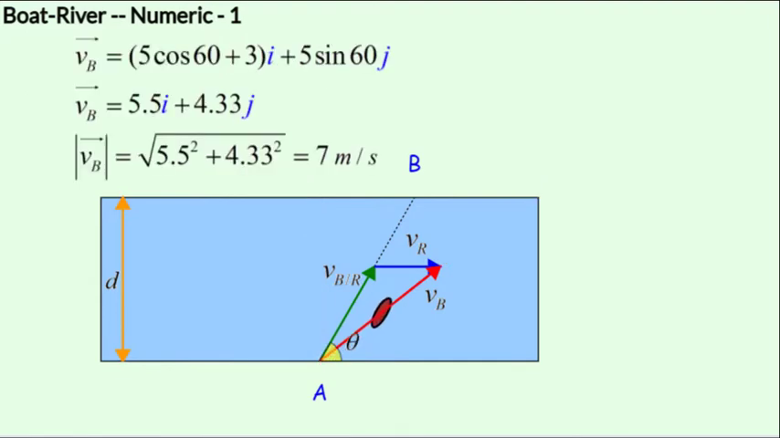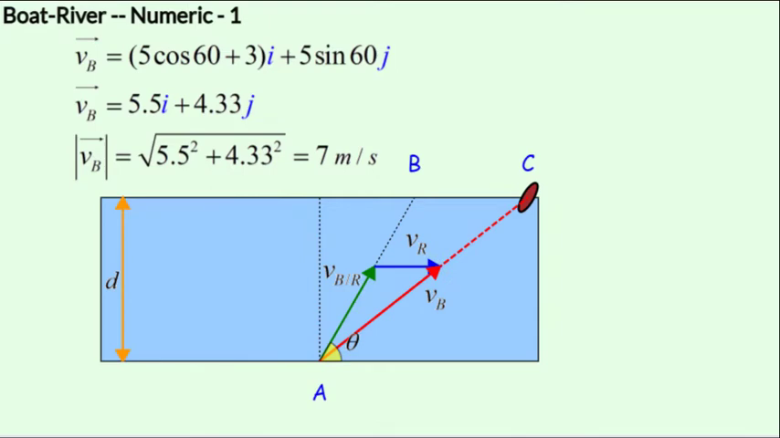The vector vb with respect to r can be resolved into its x and y components, that is 5 cos 60 i and 5 sin 60 j. Vr has only a horizontal component, which is 3i, so we obtain the vector vb as 5.5i plus 4.33j. The magnitude of vb is 7 meters per second, which means that as far as an observer on the ground is concerned, the boat moves along the line AC with a speed of 7 meters per second.